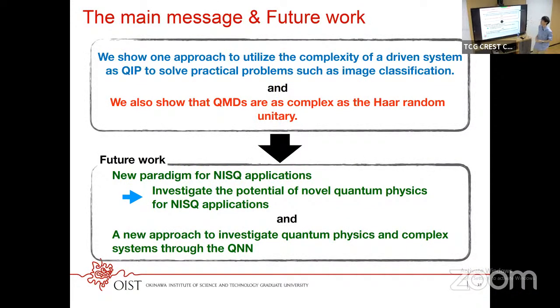So this is the main message. We show one approach to utilize the complexity of a driven system as a new quantum information processing to solve practical problems, such as image classification. We show that quantum many-body dynamics are as complex as a hard random unitary. And this is the future work.